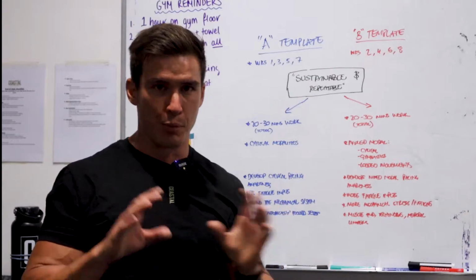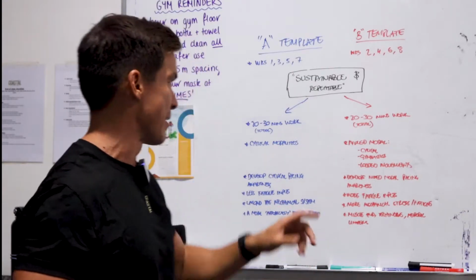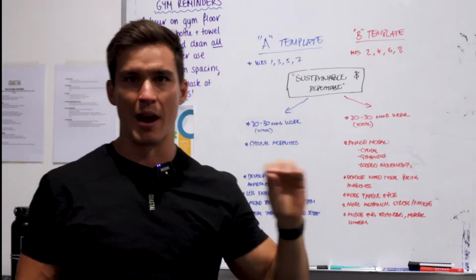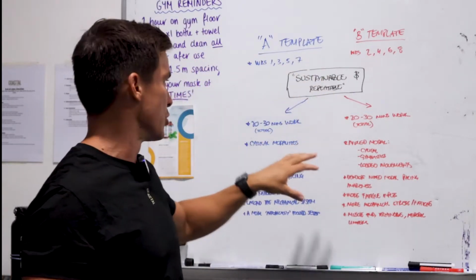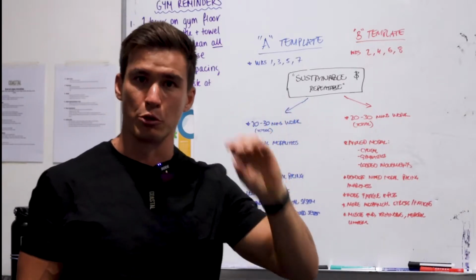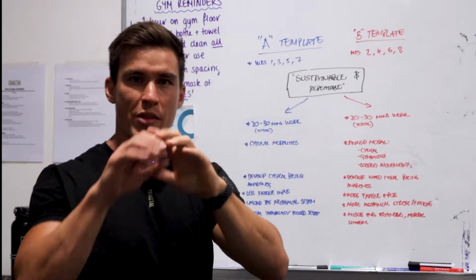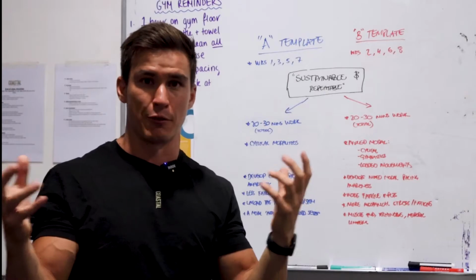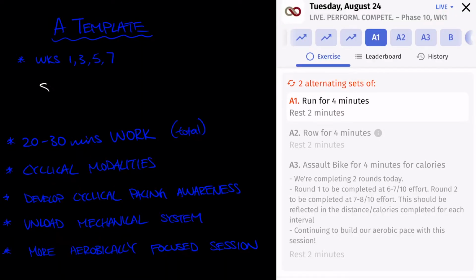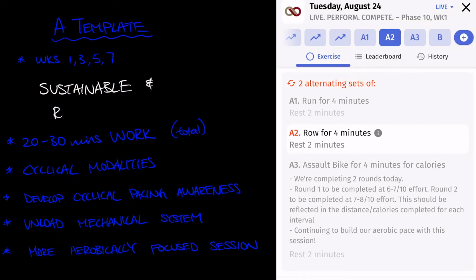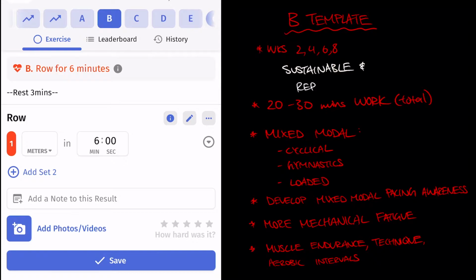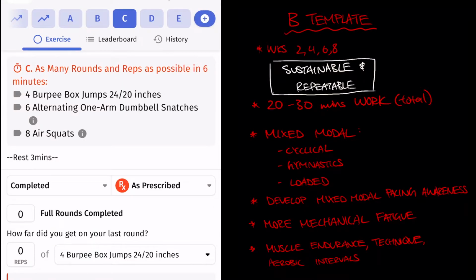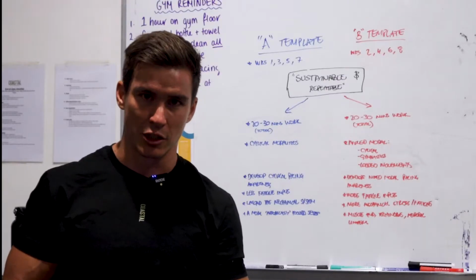Now the focus of both of these sessions over the 8 weeks is pretty much the same: sustainable and repeatable aerobic training. For both sessions, we're doing between 20 to 30 minutes of total work. However, what that 20 to 30 minutes looks like is a little different based on the week. On our A template, we're only using cyclical modalities: running, rowing, biking, ski erging. But on our B template, we're doing mixed modal work, so a combination of cyclical movements, like we just talked about, gymnastics, loaded movements, and a ton of different variations.